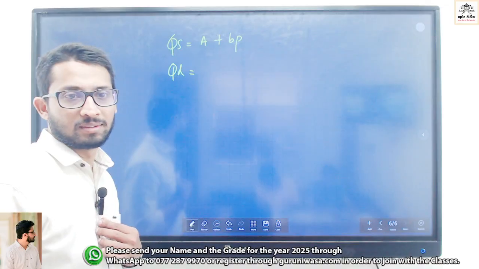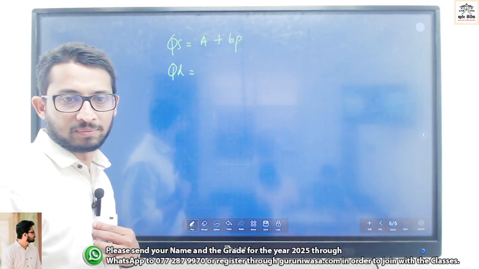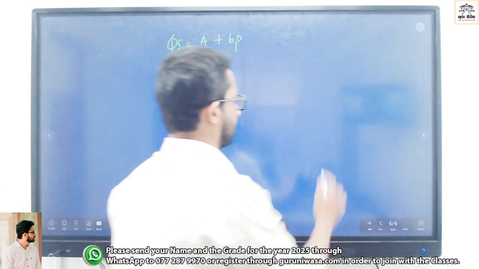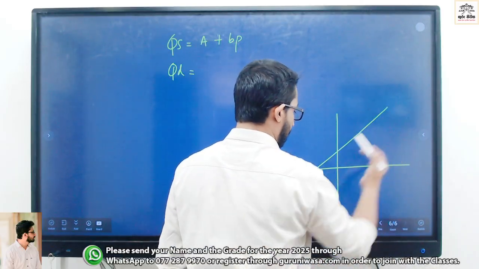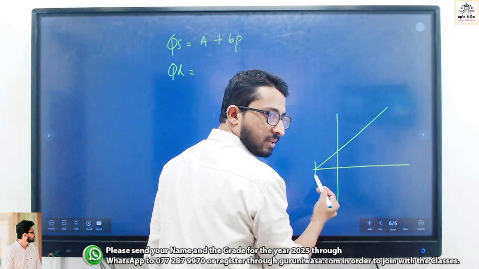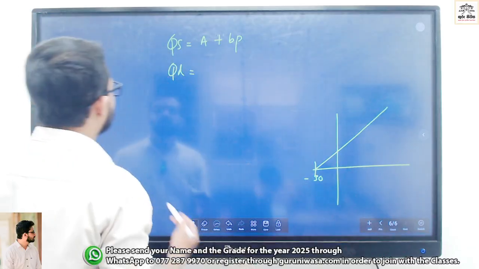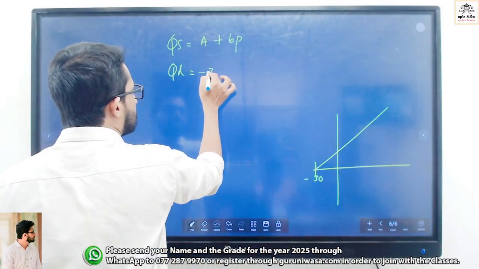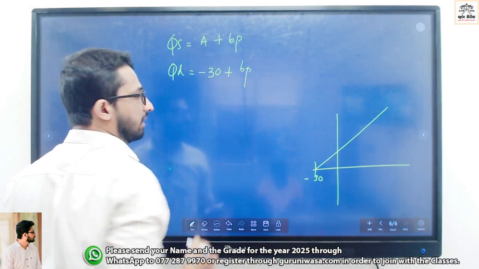Intercept of the supply curve. The intercept is the value here, children. -30. Clear? Here the value of A is -30, plus we need to calculate B separately.